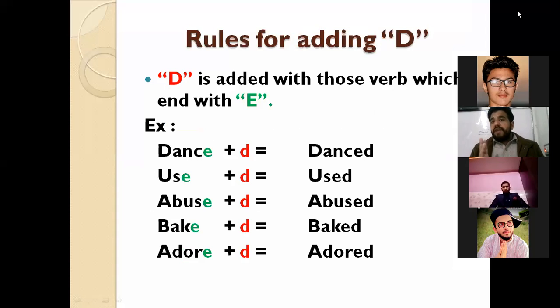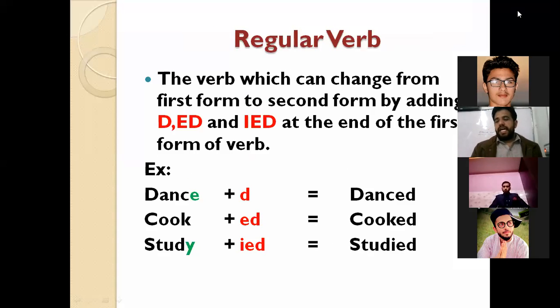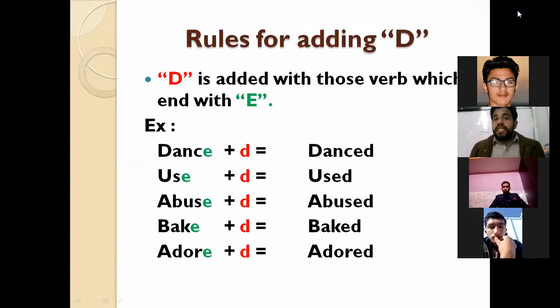Then we have three rules for regular verb. Rules for adding d. Where do we add d then? Because as we said in the previous topic, you can see d, ed, and ied. Now the question arises that where we will add d, where we will add ed, and where we will add ied. So the verb which ends with e, you will add d at the end of it. All those verbs which end with e, you will add d at the end of it. Like we say dance, so dance is the verb which ends with e. So plus d, we can see is equal danced.